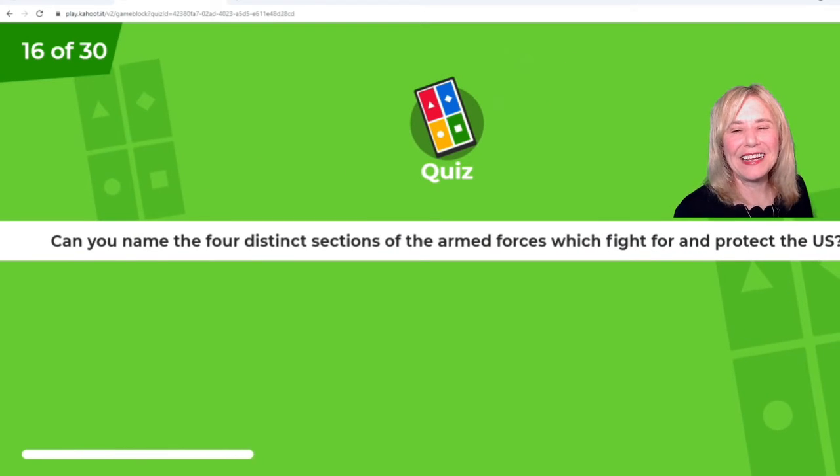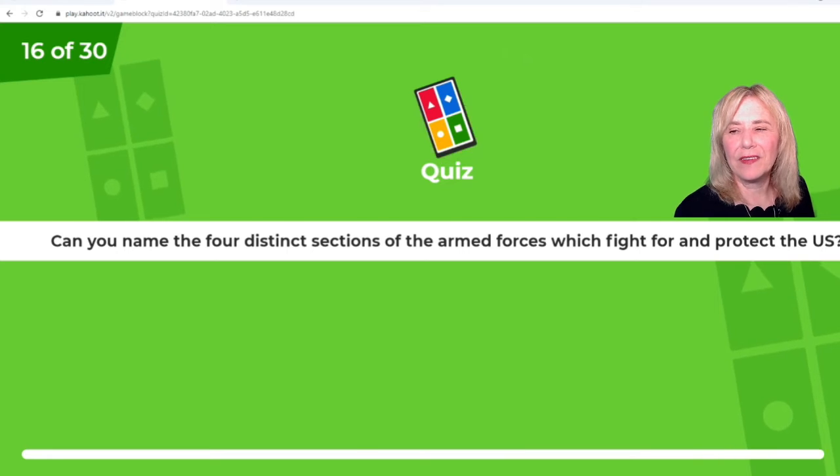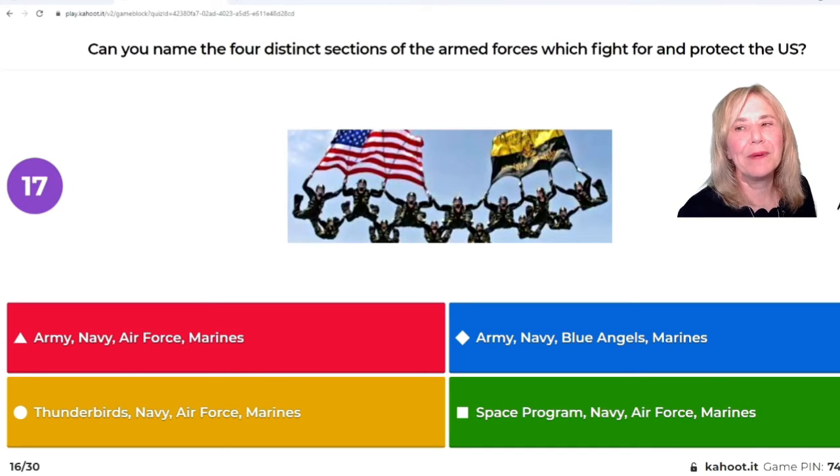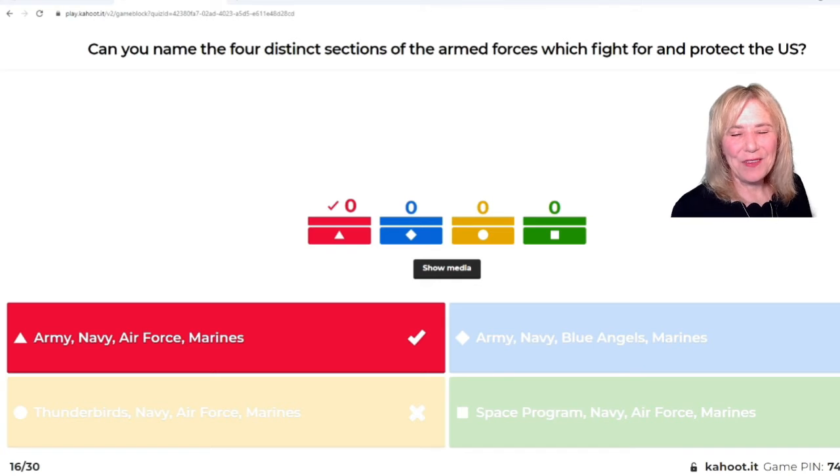Question 16. Can you name the 4 distinct sections of the armed forces which fight for and protect the U.S.? Is it the Army, Navy, Air Force, Marines; Army, Navy, Blue Angels, Marines; Thunderbirds, Navy, Air Force, Marines; or Space Program, Navy, Air Force, Marines? If you guessed Army, Navy, Air Force, Marines, you guessed the right answer.